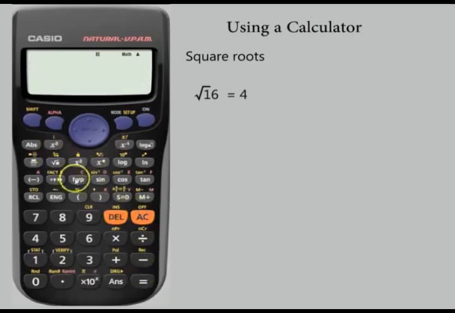Above the square root button is the cube root function. To access this, we need to press the shift first. Notice there is a small S in the top left corner. Then the square root button. We find cube root of 8, press equal, and we get 2. We do that again for cube root of 64.